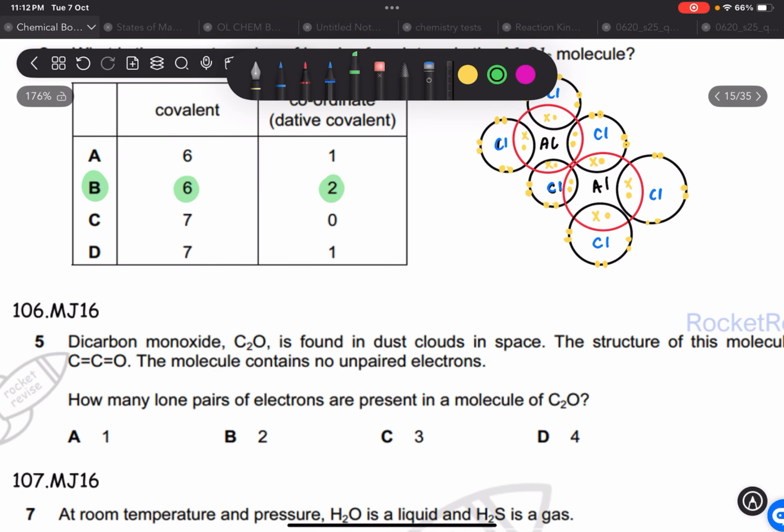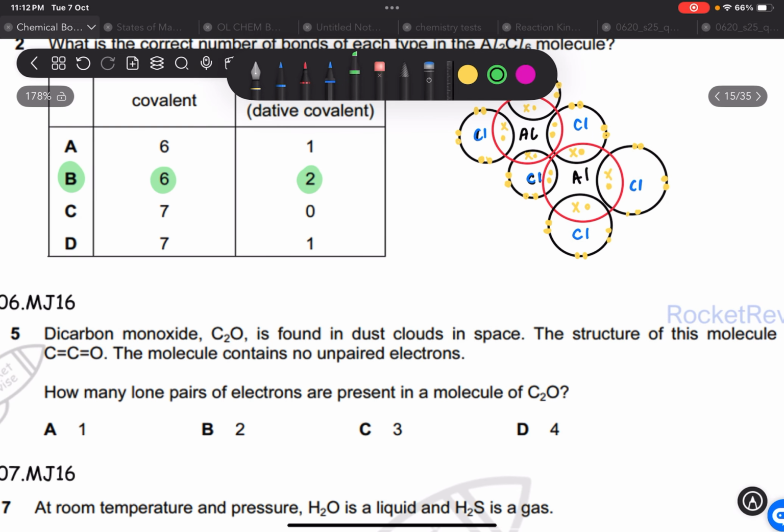Moving on. Dicarbon monoxide. Okay, we heard about carbon dioxide, but dicarbon monoxide is a new thing. It's found in dust clouds in space, as expected. The structure of this molecule is this. The molecule contains no unpaired electrons.